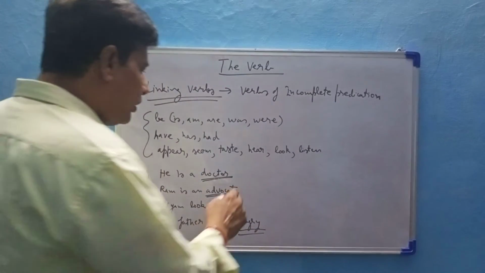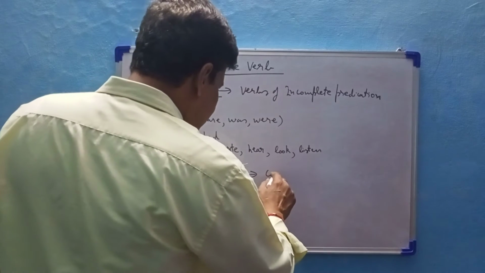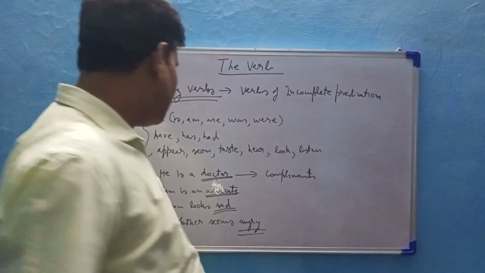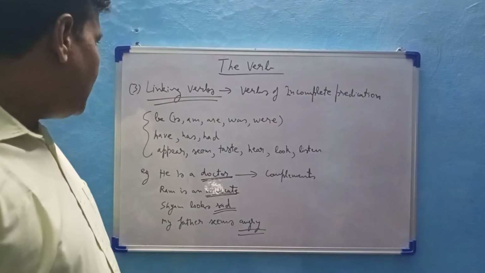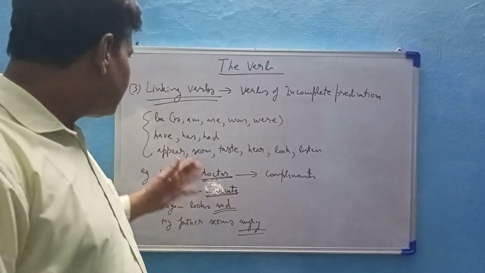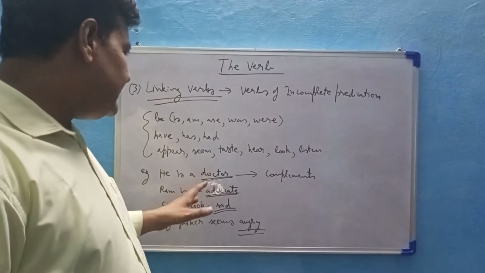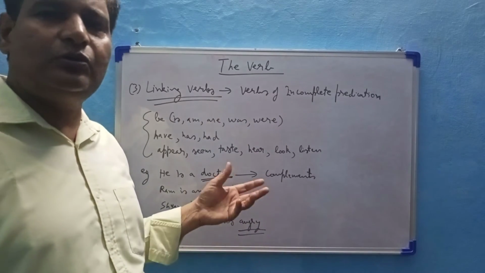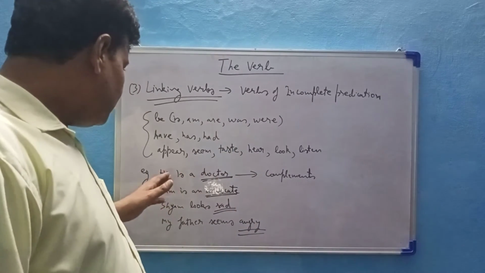These are the complements. What are these? Complements. So here these are not the objects, these are the complements. That's why these are called the linking verbs. They require some complement in order to give the full meaning.